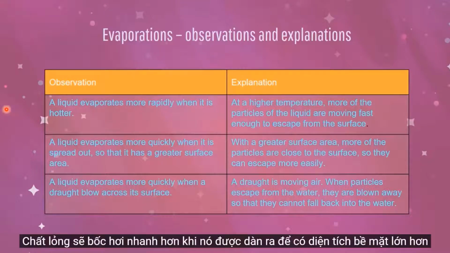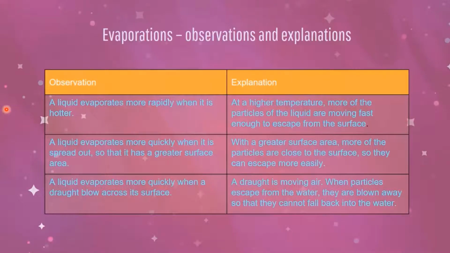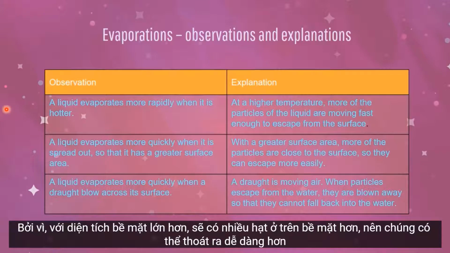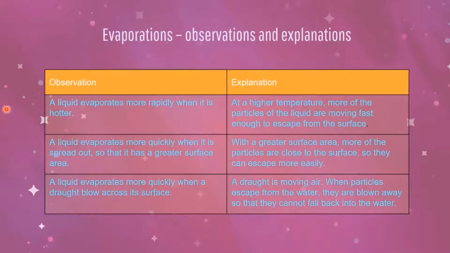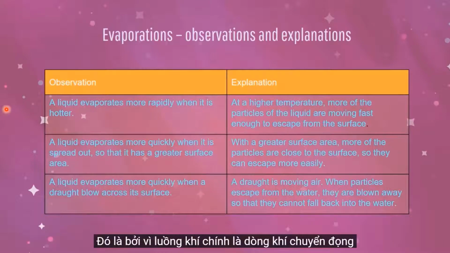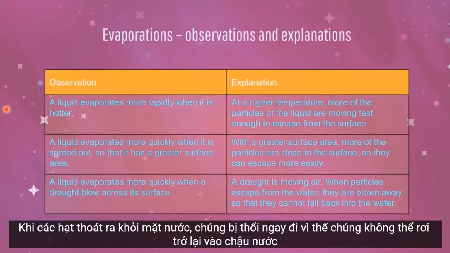A liquid evaporates more quickly when it is spread out, so that it has a greater surface area. Because with a greater surface area, more of the particles are close to the surface, so they can escape more easily. And a liquid evaporates more quickly when there is moving air, because when particles escape from the water, they are blown away so that they cannot fall back into the water.